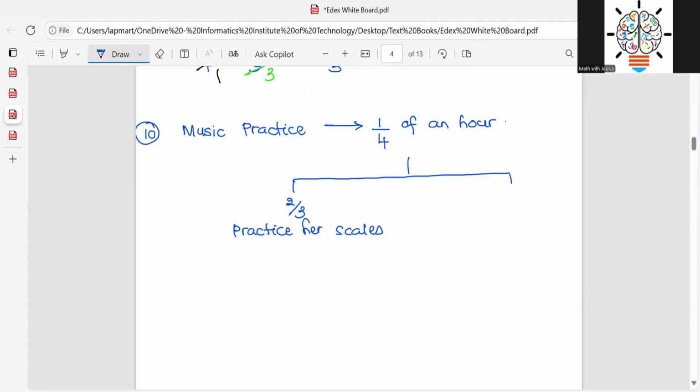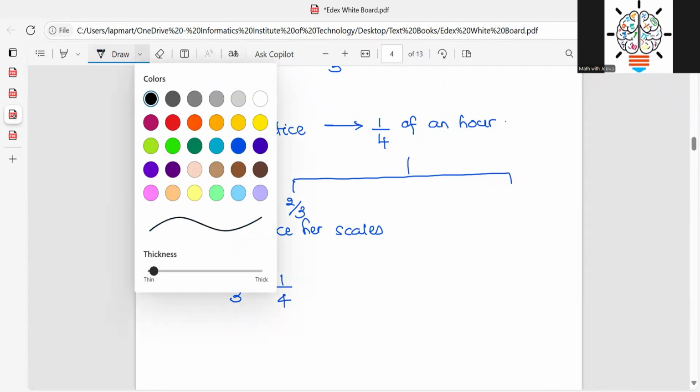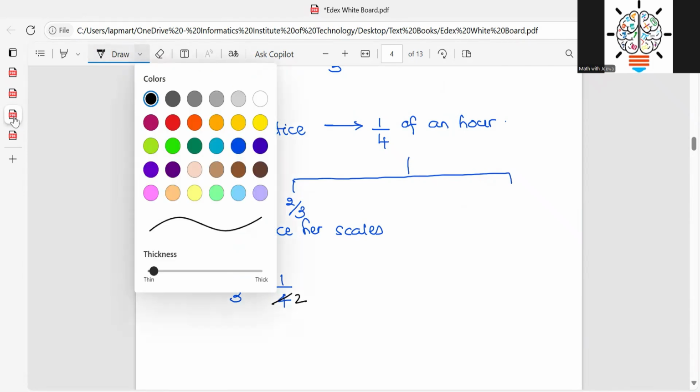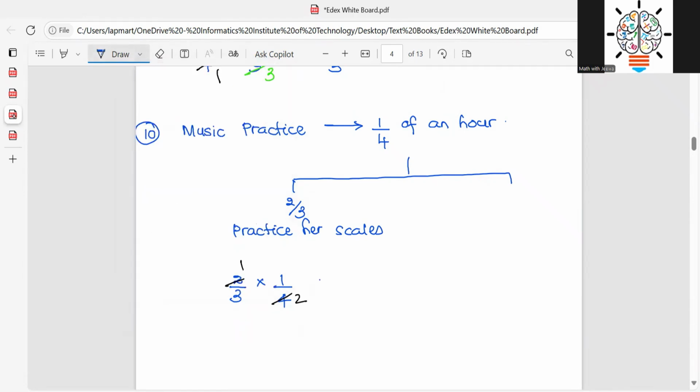What fraction? So out of 1/4 she has practiced 2/3. So how do you do this? 2/3 multiplied by 1/4. And we can simplify this, 2 times 1 and 2 times 2. So the final answer will be 1/6, right? That is exercise 2, word problems.